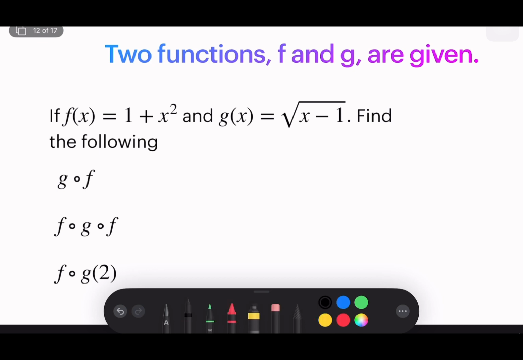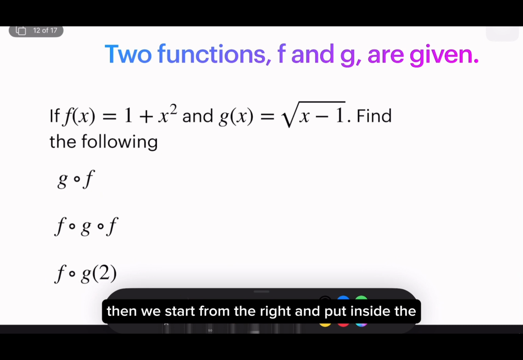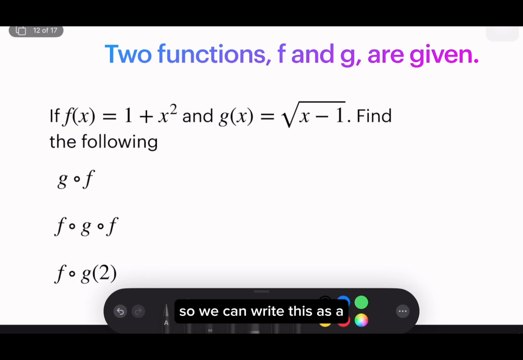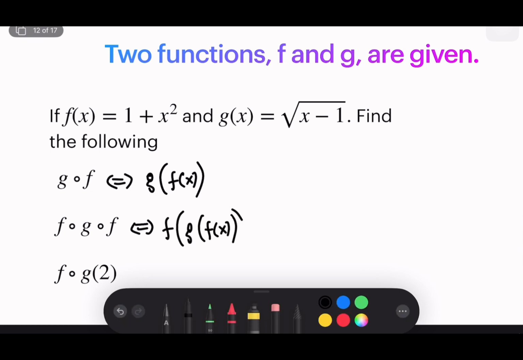Okay, I think this will be easy to understand, right? So this one means we are going to put f inside the g. And if we have this, then we start from the right: f put inside g, and then the whole thing put inside f. So we can write this as g f of x, like that, and then this will be f g f. It's just that. That's it.